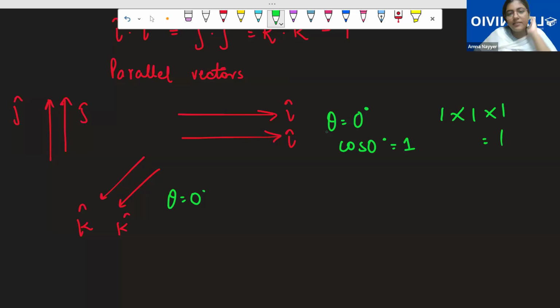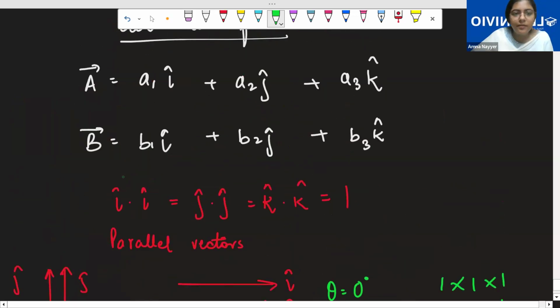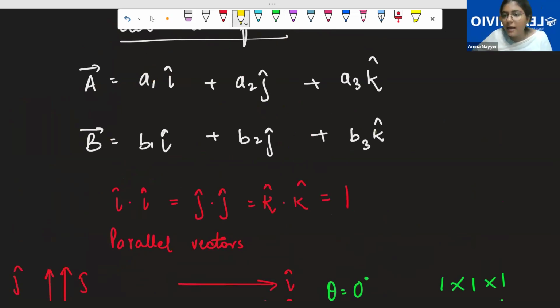So see, if I have to calculate the dot product here, i dot i cap, this is i cap cos theta. Magnitude of i cap is 1, magnitude of i cap is 1, cos 0 degree is 1. So answer is 1. Similar for all. So when you have the dot products, i dot i will be 1, j dot j will be 1, k cap dot k cap will be 1. So you just multiply these terms and add them.